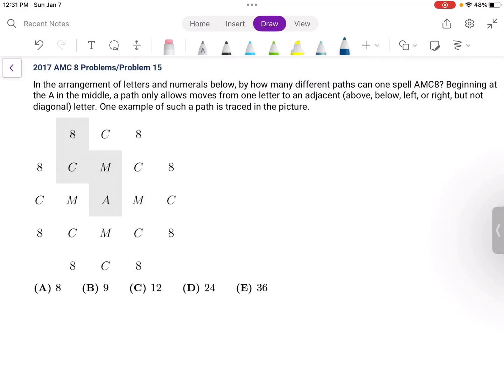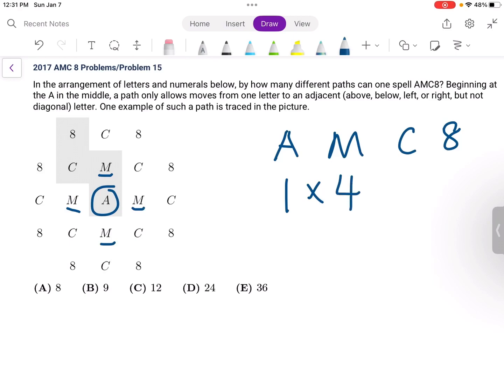Problem 15. The key to solve this problem is to identify how many choices we have for each letter or digit. And let's write A, M, C, 8 here. And for letter A, we only have one choice. That's the center letter here. So it's 1. And after we choose A, there are 4 M's around A. So we have 4 choices for M.